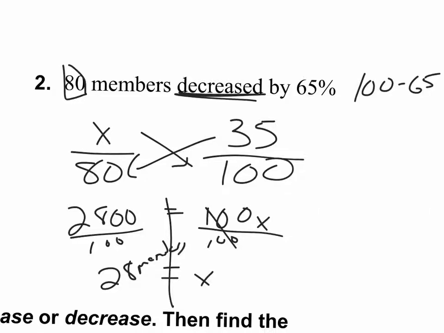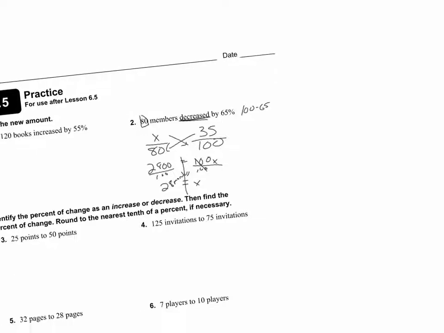Okay, and then think about it. Does that make sense? 80 members decreased by 65%. Does 20 members make sense? Or 28 members, sorry. Yes, it does. All right, moving on to the next problem.